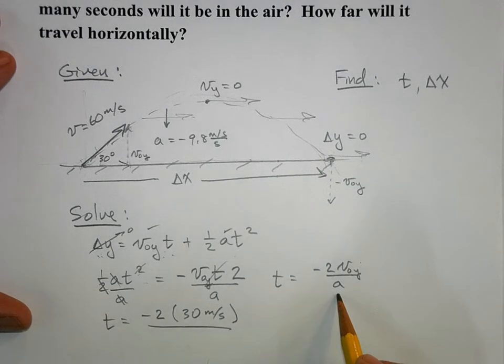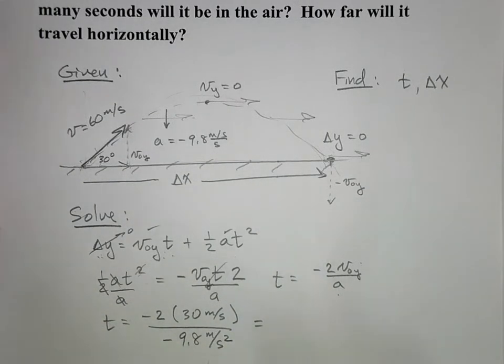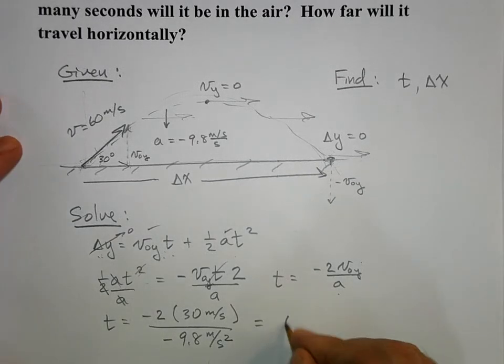And what is my acceleration? Negative 9.8 meters per second squared. And so what do you get? That's going to be 60 divided by 9.8. It's going to be a little over 6 seconds. What is it? 6.12 seconds. And there's my answer.